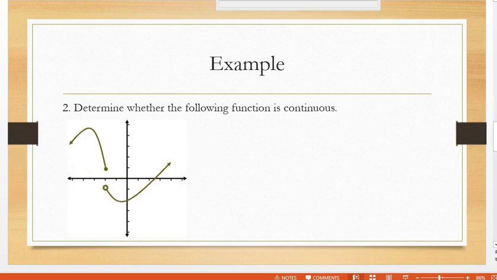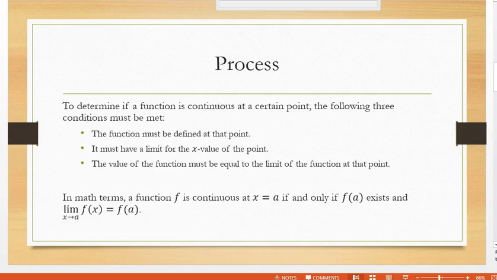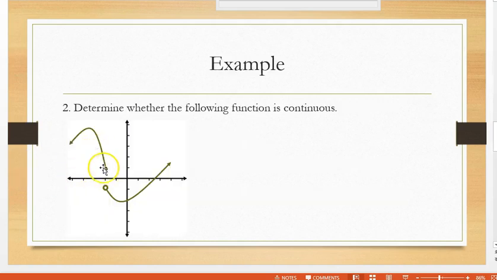Here's an example of discontinuity. Yes, the point exists. If I said when x equals -2, it looks like it has a height of +1. But if I take the limit from the left-hand side, I'm getting a height of 1. If I take the limit from the right-hand side, I'm getting a height of -1. So the second bullet, it must have a limit, fails because the limit from the left does not equal the limit from the right, which means we would say the limit does not exist at x equals -2.